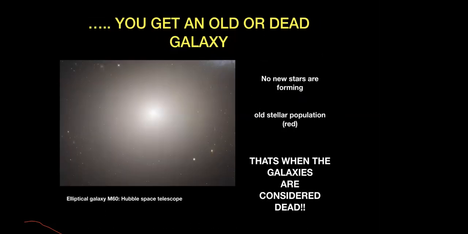And then you get something like this. You get an old galaxy. These are generally elliptical or spheroidal in shape. No new stars are forming, so there are no young or hot stars shining in blue, and all the stars are pretty old. So the stellar population is pretty old, and these are red in color. That is when a galaxy is considered to be dead.